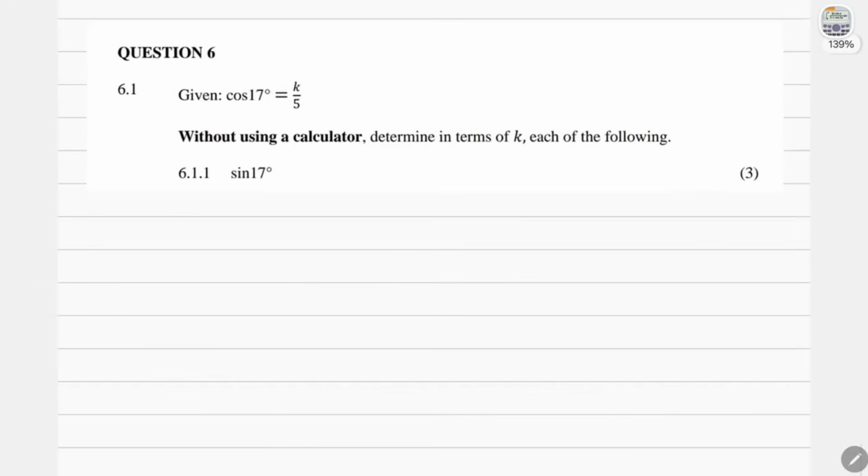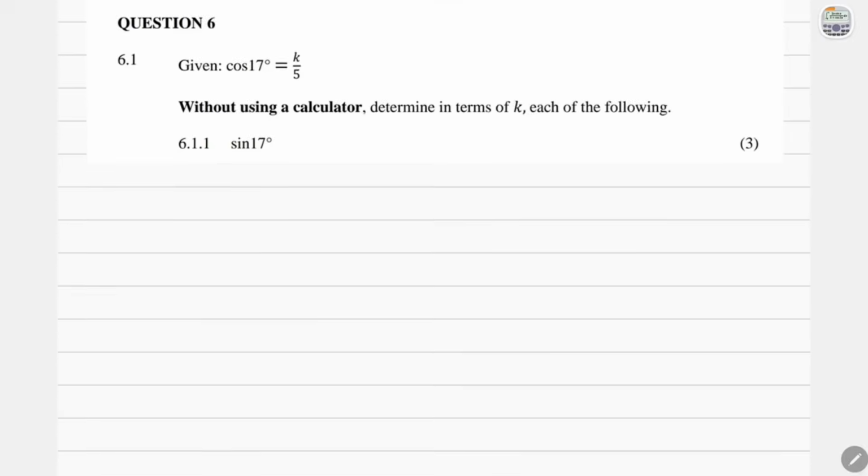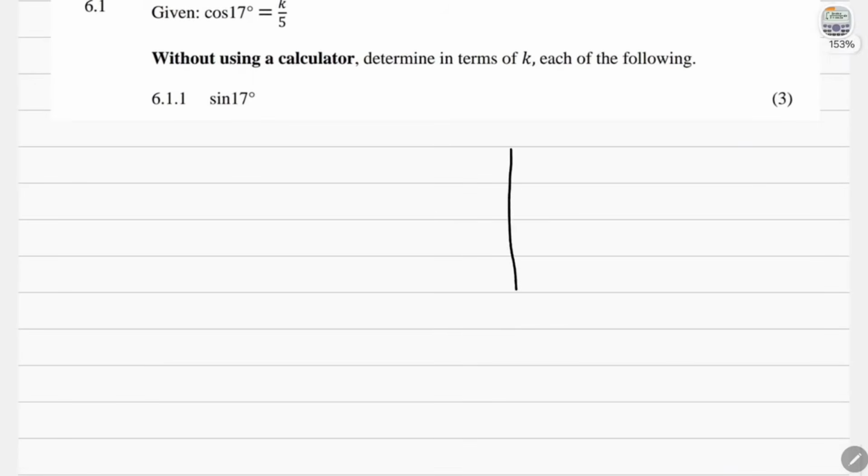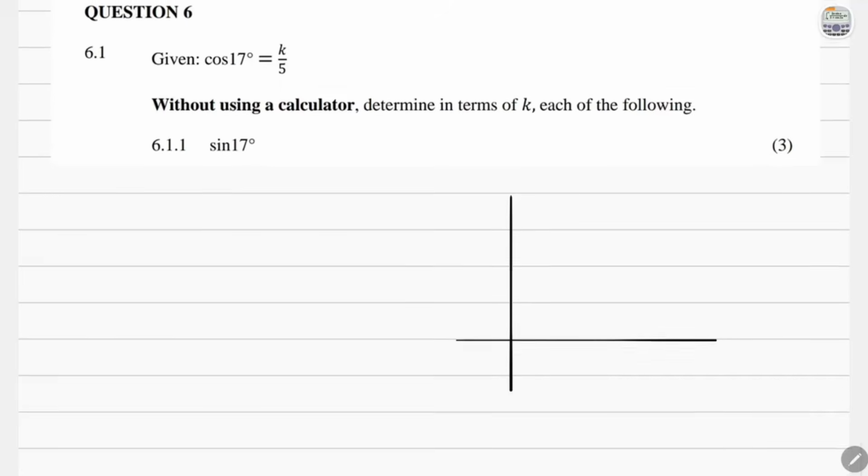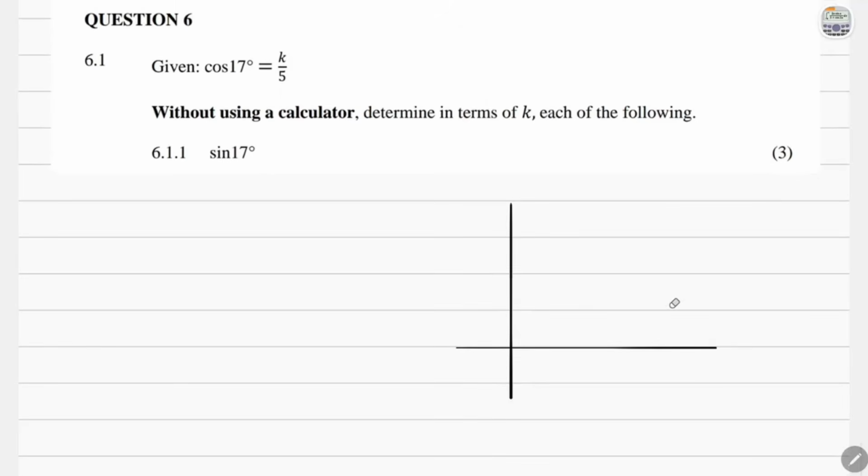Question 6.1 says, given cos 17 degrees is equal to k over 5, without using a calculator, determine in terms of k each of the following. And we need to find sine 17 degrees. Okay, so this is going to be a trig diagram. And we know that 17 degrees lies in the first quadrant. Okay, it is greater than 0 degrees, but less than 90 degrees.